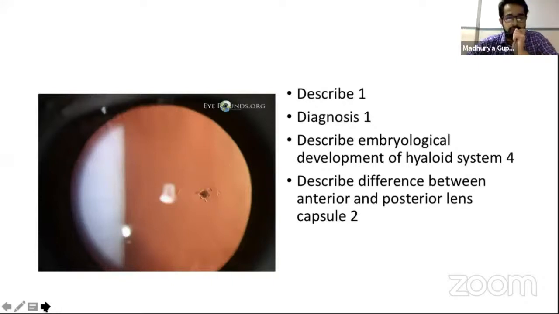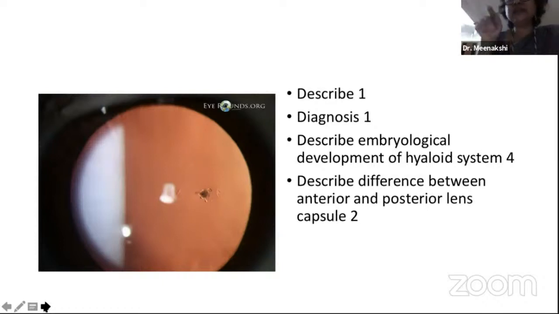On the retroillumination mode, I can see a hyper reflective focus in the lenticular area, most probably towards the posterior side. You can say probably in the lenticular area. Towards the posterior side of the capsule. Yeah, that is hard to say because you don't have a parallelepiped, you don't have a slit, but that's fine. If you say it's in the lens, that is good enough. And diagnosis, you said it's Mittendorf's dot.